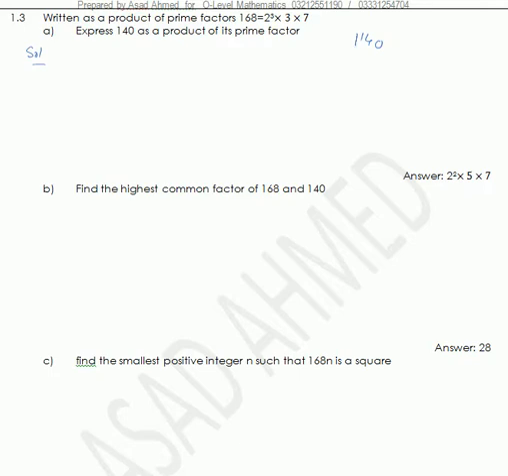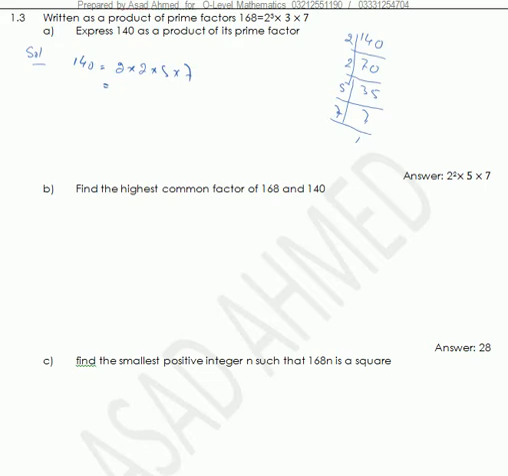So 140 divided by 2 is 70, 2 3s are 6, 2 5s are 10, and 5 7s are 35, and 7 1s are 7. Now 140 has been converted into its prime factors. 140 can be written as 2 multiplied by 2 multiplied by 5 multiplied by 7.